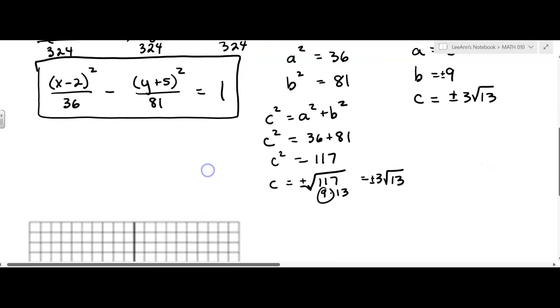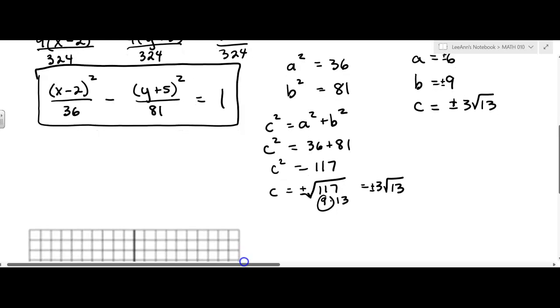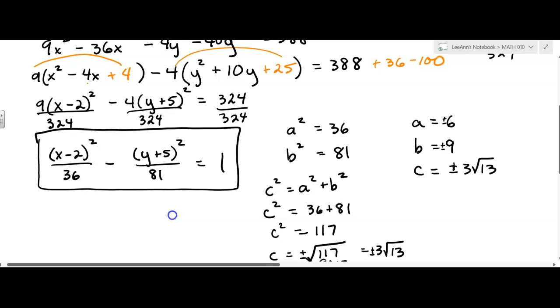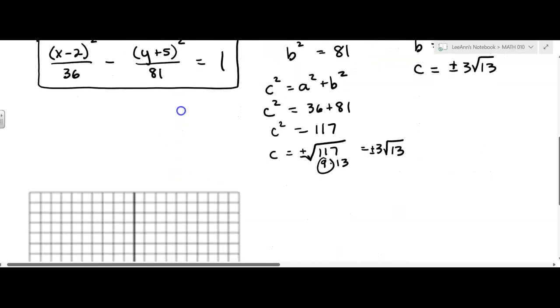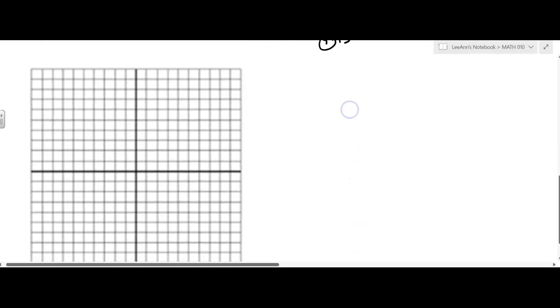Okay, so now we should be able to graph it. So remember a is 6 and b is 9. By the way, is this a side to side or an up and down? It's a side to side. So it's going to be going like this and like this. Okay, so I wish I had all that. Okay, a was 6, so we're going to put 6, 1, 2.